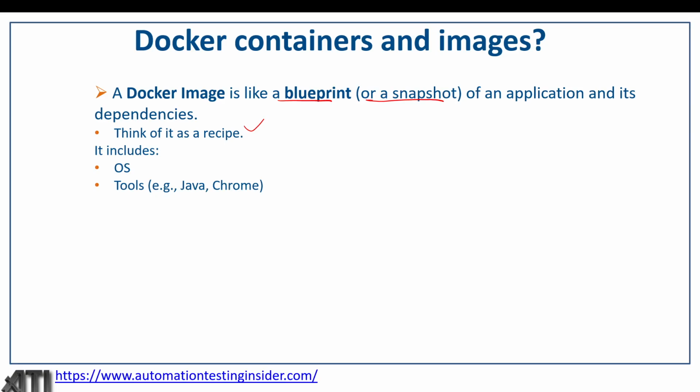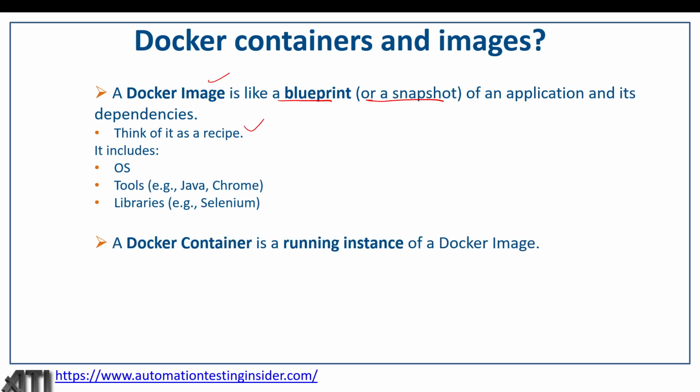It includes the OS, tools, Java, Chrome, libraries. Basically, a Docker image contains everything: the operating system, tools, libraries, all the applications. And another thing is the Docker container. The recipe contains everything: what the ingredients are and what the steps are to bake the cake. And a Docker container is a running instance of a Docker image.